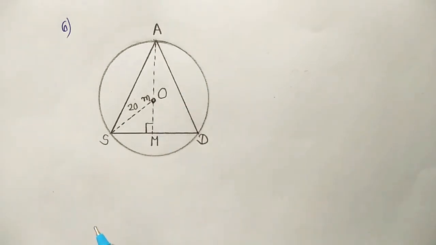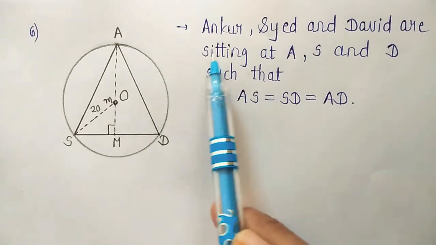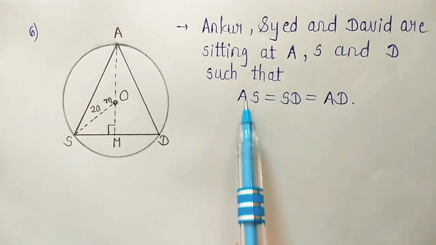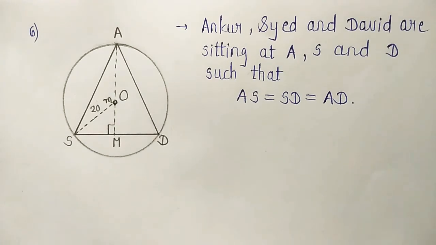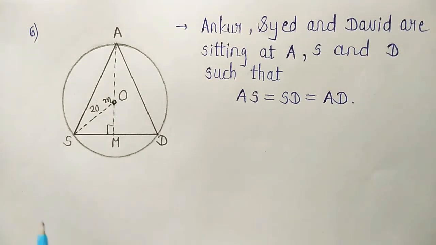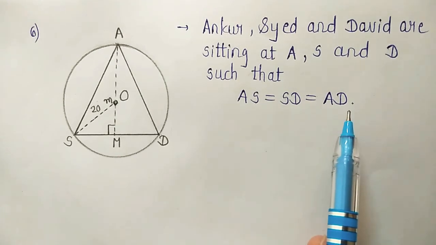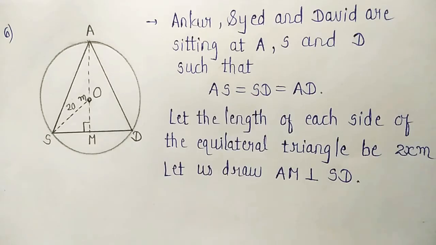Find the length of the string of each phone. We have to find the string of each telephone. So we'll write Ankur, Syed and David are sitting at A, S and D such that AS is equal to SD is equal to AD. Why will the distance between them be equal? Because it is already given that they are sitting at equal distances.